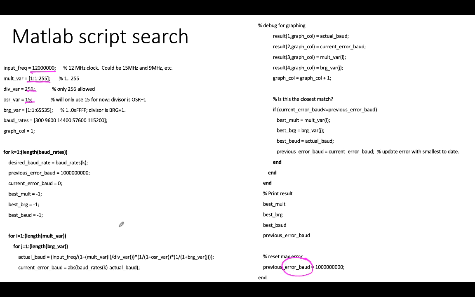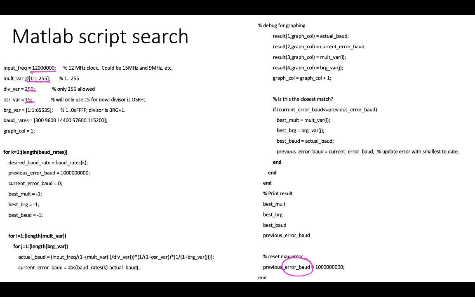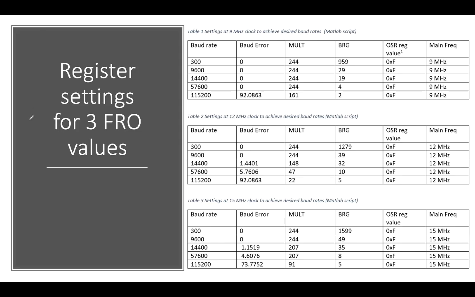Okay, so the error is the difference between my desired baud rate and, based on this equation, the actual baud rate that is achievable using the distinct values that there are for things like frequency, multiplication, divisor, or dividing, etc. Okay, you run that script a bunch of times, and eventually you can populate a table. And the table, well, I set up 3 tables, in fact. One for a main frequency of 9 megahertz, one for 12 megahertz, and one for 15 megahertz, where each row is a particular baud rate, so 300 all the way up to 115,200.